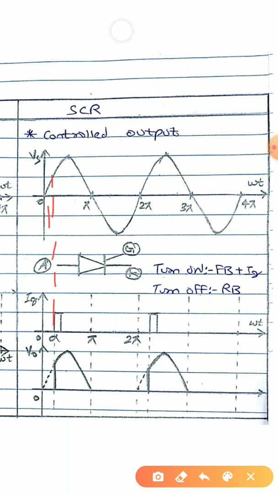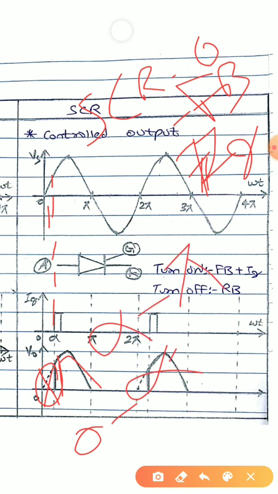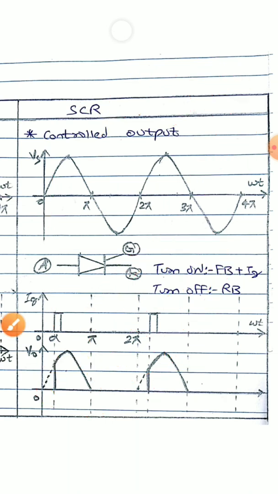At 0, my SCR is forward biased, but it is not conducting. When will it start conducting? It will start conducting when I give a positive gate pulse. So the positive gate pulse is given at alpha. From alpha to pi, we can see that I am getting an output. But the dotted lines show that I am not having any output from 0 to alpha. Only in the duration alpha to pi am I getting an output. So this is clearly understood, I think.